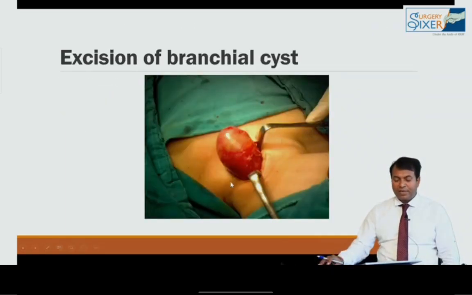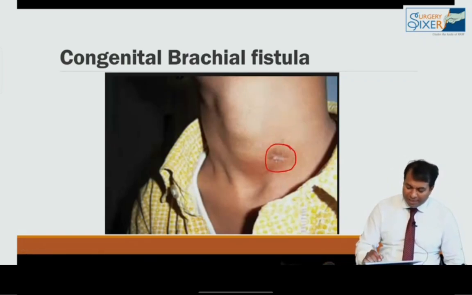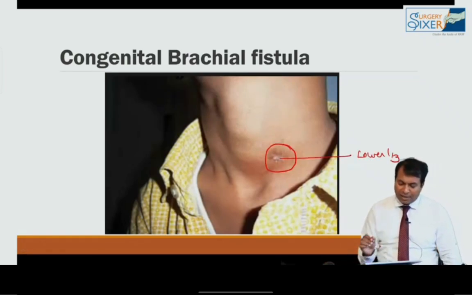If it is a sinus tract, we have to keep tracking it up to the tonsillar fossa by means of multiple incisions. So you can see this is a congenital branchial fistula because the opening is seen in the lower third of sternocleidomastoid. Since it is in the lower third, this is congenital branchial fistula.